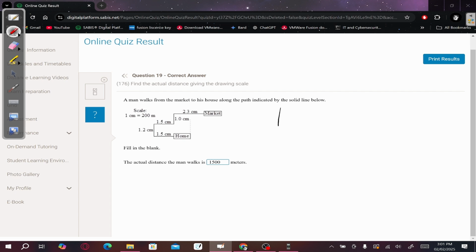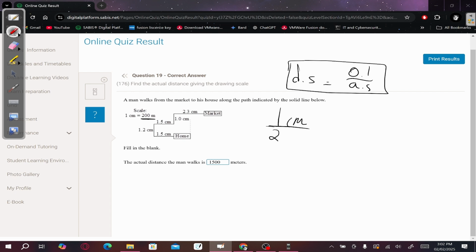Preferably, when you have drawing scales, you keep them in the same unit. So 1 centimeter here is 200 meters. Now, if they didn't give you the scale, drawing scale is equal to the observed length over the actual size, basically the magnification. So 1 centimeter over 200 times 10 to the power of 2 centimeters, because 1 meter is 100 centimeters. You guys should already know this.